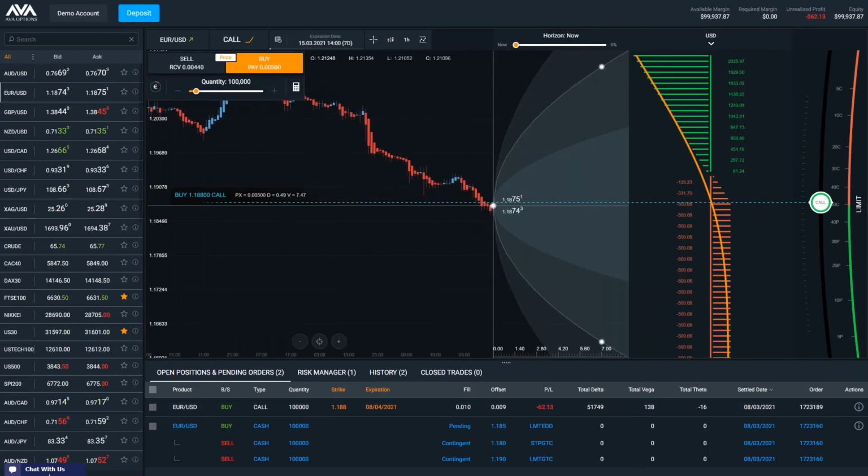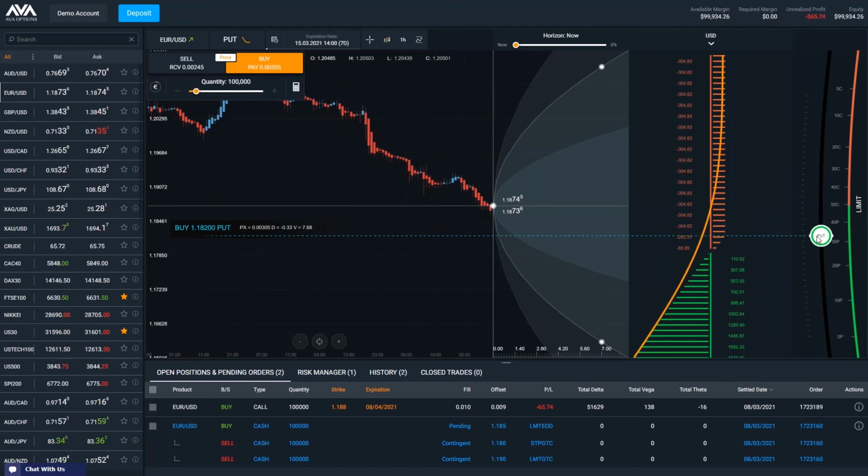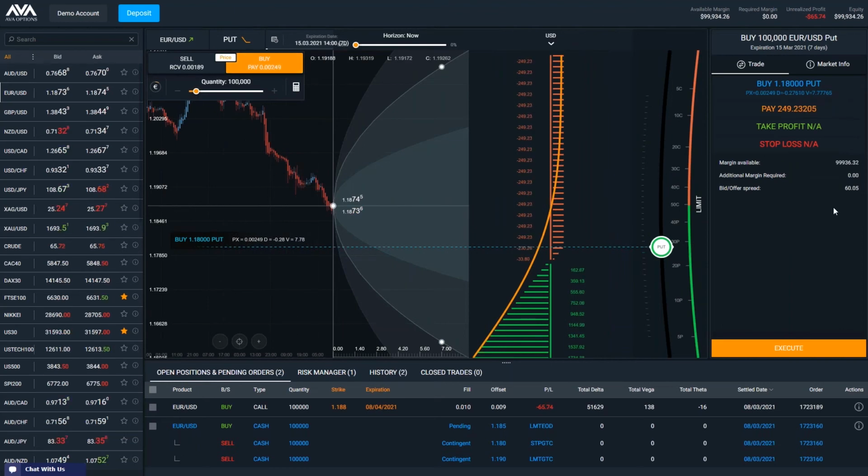So that's buying a call. And let's also buy a put. Buying a put gives you the right to sell. Let's buy a put at 118 in the same amount. Same story. I don't need any margin to do this trade. I'm buying the option. It's going to come out of my cash balance. And you'll see that my cash balance is going to drop.